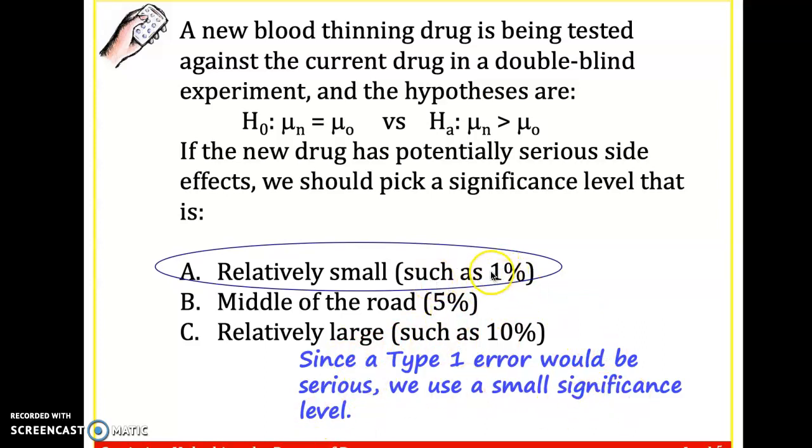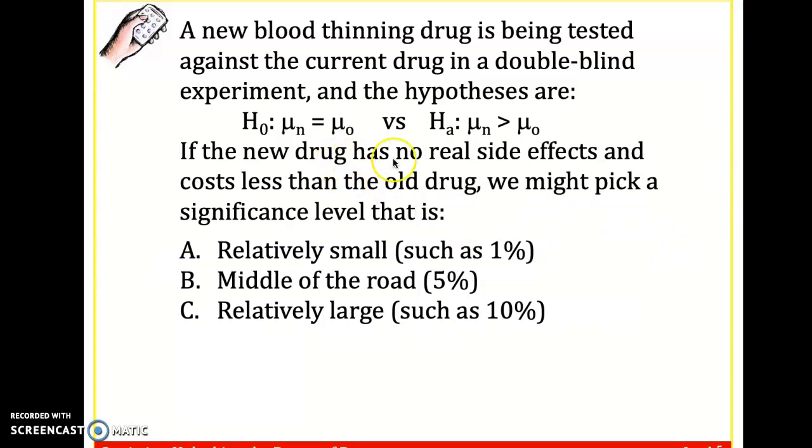Out of these three, 1% is the smallest. Sometimes, especially with drug testing, pharmaceutical testing, an alpha level of 0.5 or 0.1% is used. So even smaller if there could be some serious side effects to the new drug. But the point of this is to make alpha as small as possible if your type 1 error could have serious consequences.